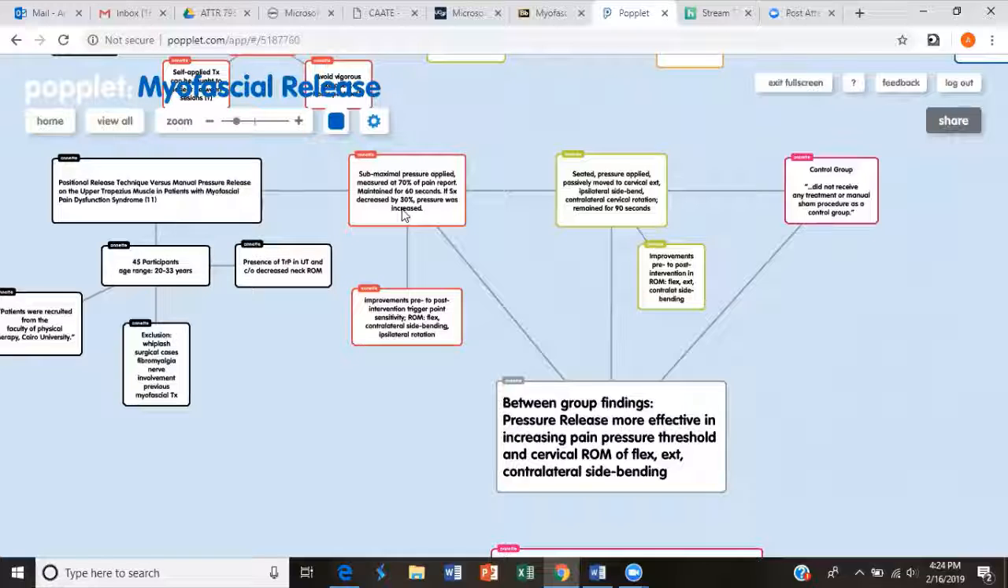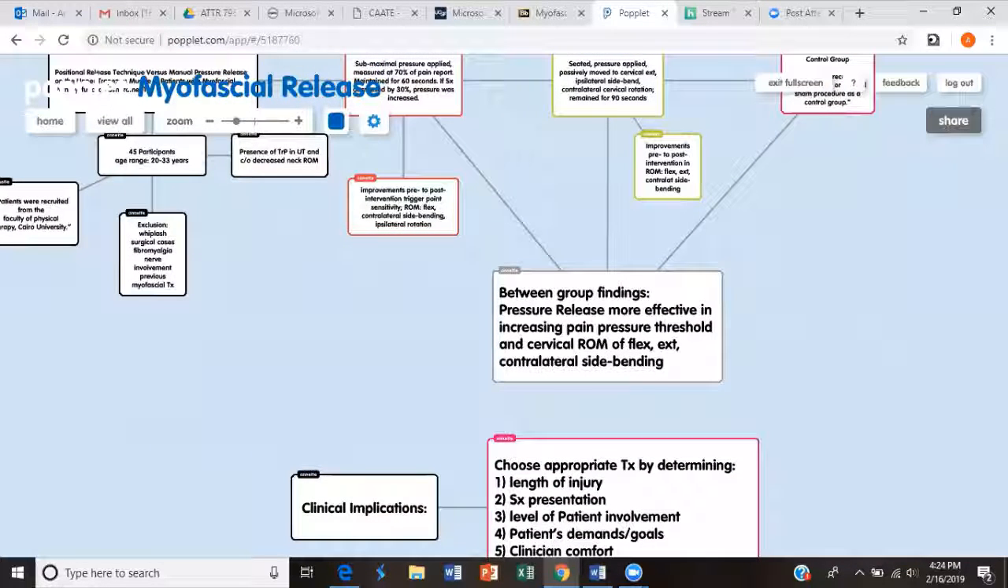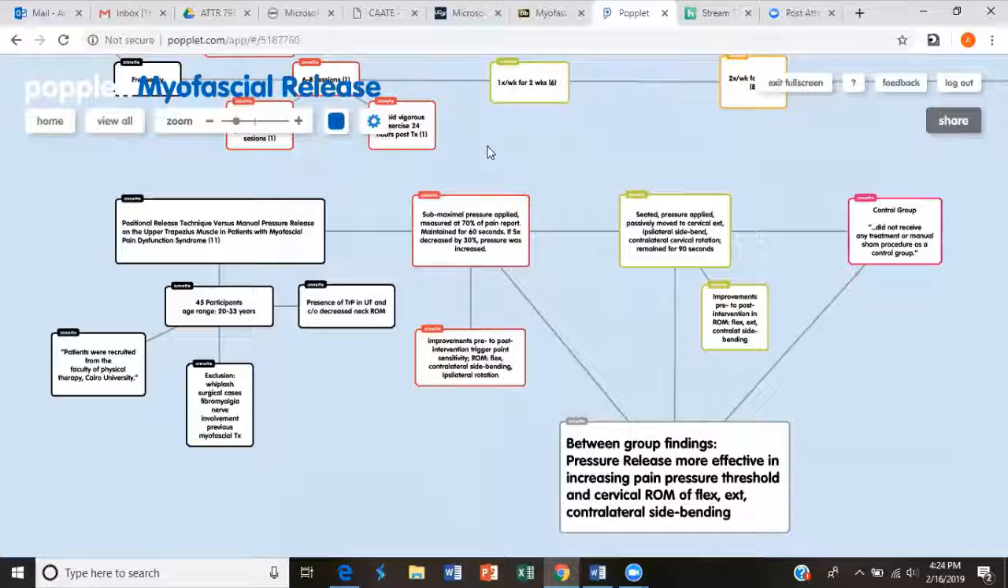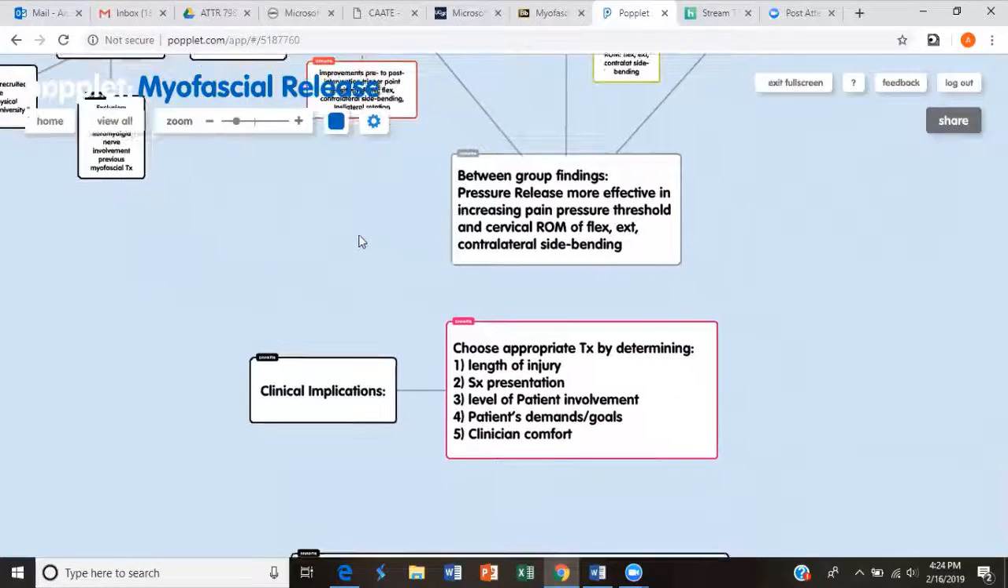When a between groups analysis was completed, it was shown that the pressure release was more effective in increasing pain pressure threshold and cervical range of motion of flexion, extension, and contralateral side bending. So when treating the upper trap, this study should be considered when choosing the appropriate manual therapy.